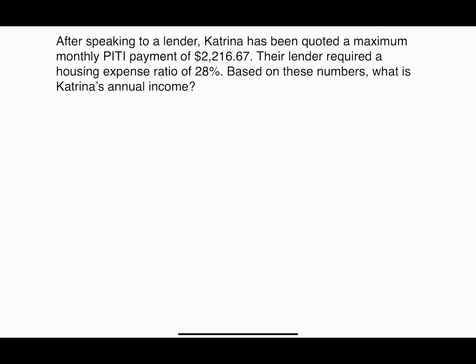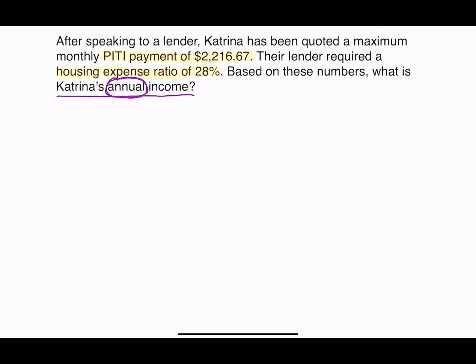Well, you know the deal. Let's point out these numbers. Well, we've got a PITI payment made monthly for $2,216.67 and a housing expense ratio of 28%. And it's asking us to find Katrina's annual income. Now, guys, it says annual income here. Don't miss that.